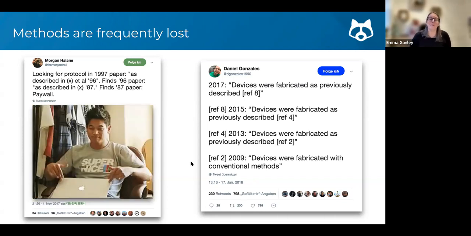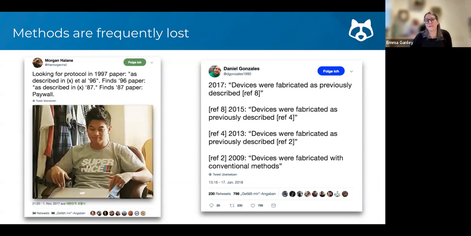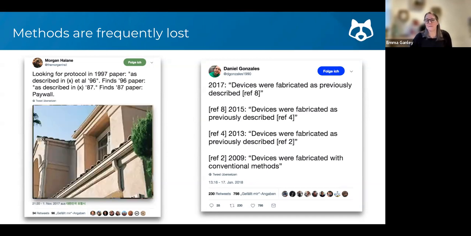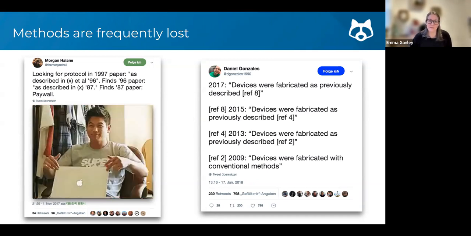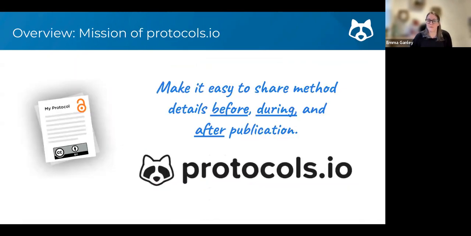And the tweet here on the left is from a biologist, as you can see. That's incredibly frustrating. The one on the right is from physics. So this is across the board in different research disciplines, the same problem. And that is where protocols.io comes in. We have a very simple mission to make it easy to share method details before, during, and after publication.